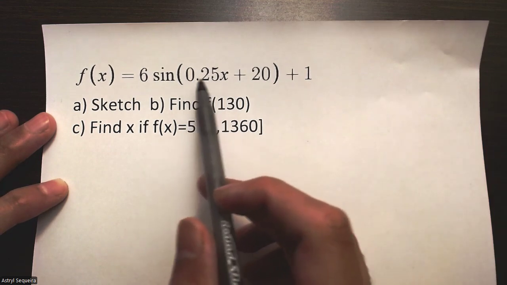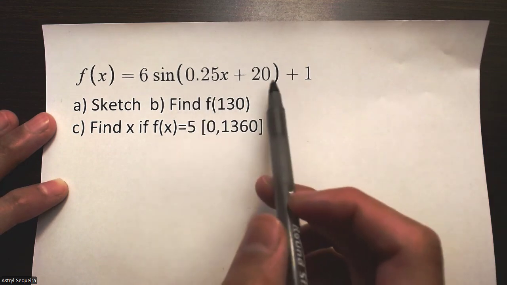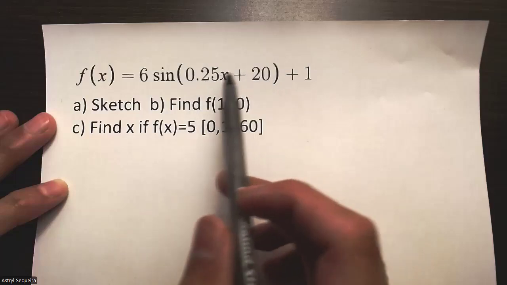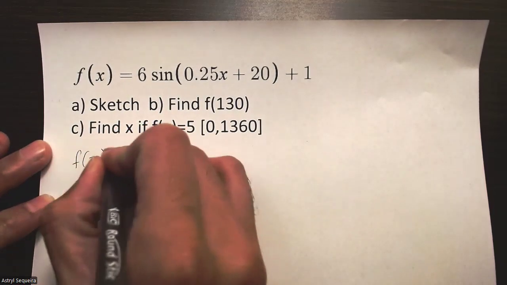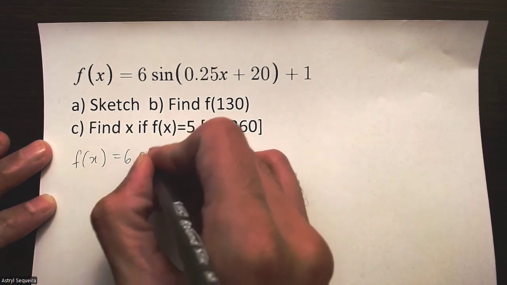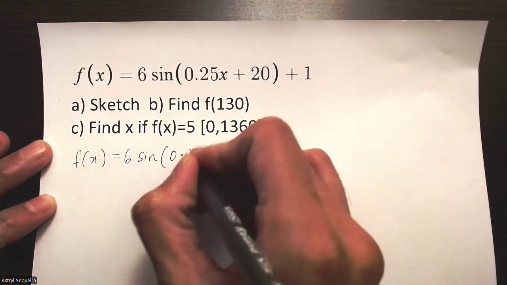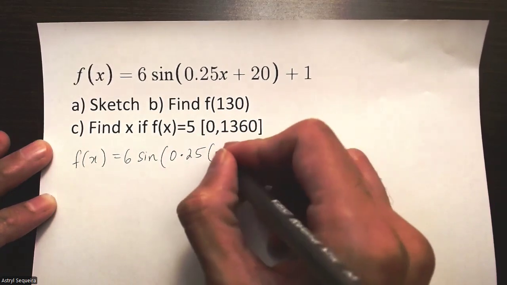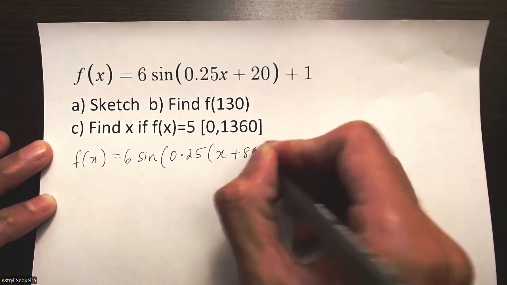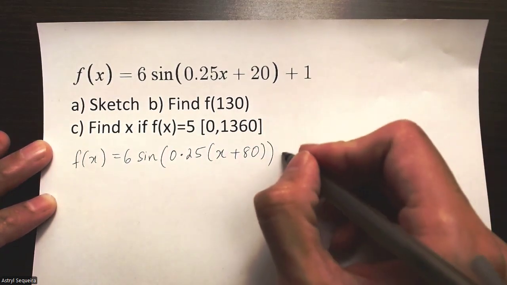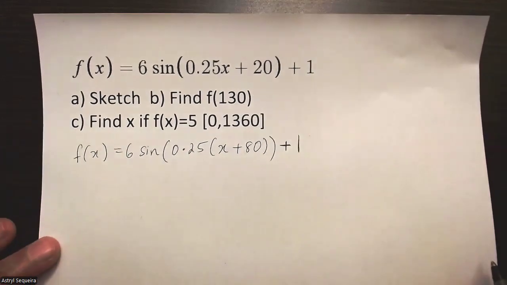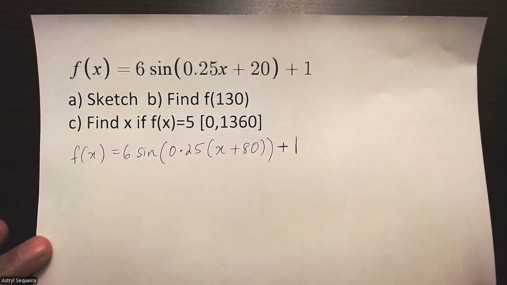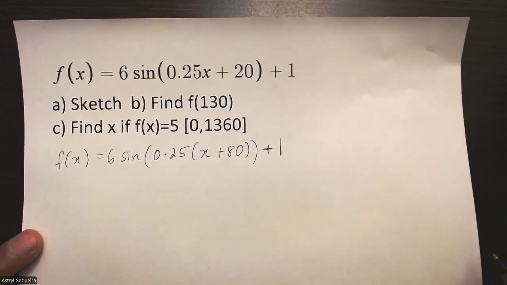First thing you should notice is that the k value is not factored out. We have a k value and a d value. So the first thing I'm just going to do is I'm going to factor out my k value. Then to sketch the function, I want to do all the key features of this graph.